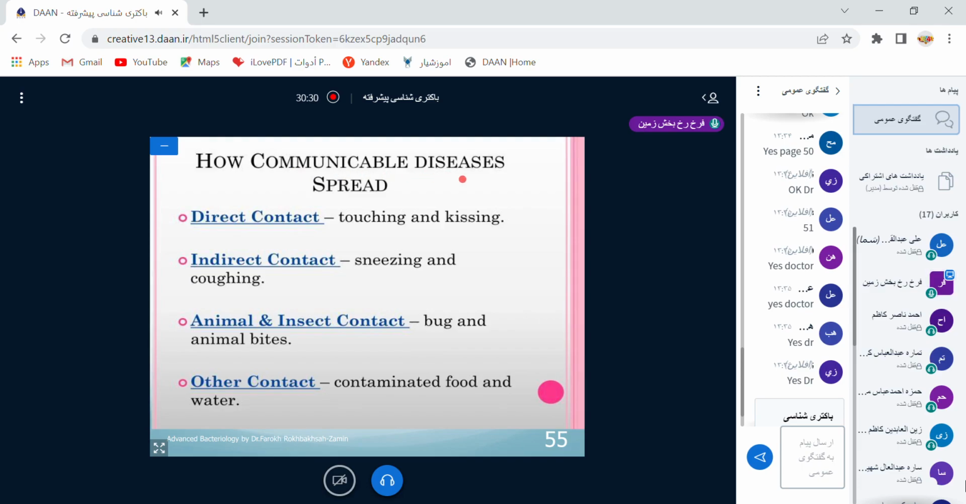How do communicable diseases spread? By different ways. They can spread from one person to another. One way is direct contact, by touching, for example. Some microbes can easily be transmitted by touching one person. So we shouldn't forget, for example, when one person is hospitalized in a clinic or is very sick and resting at home, as much as possible we shouldn't touch them.